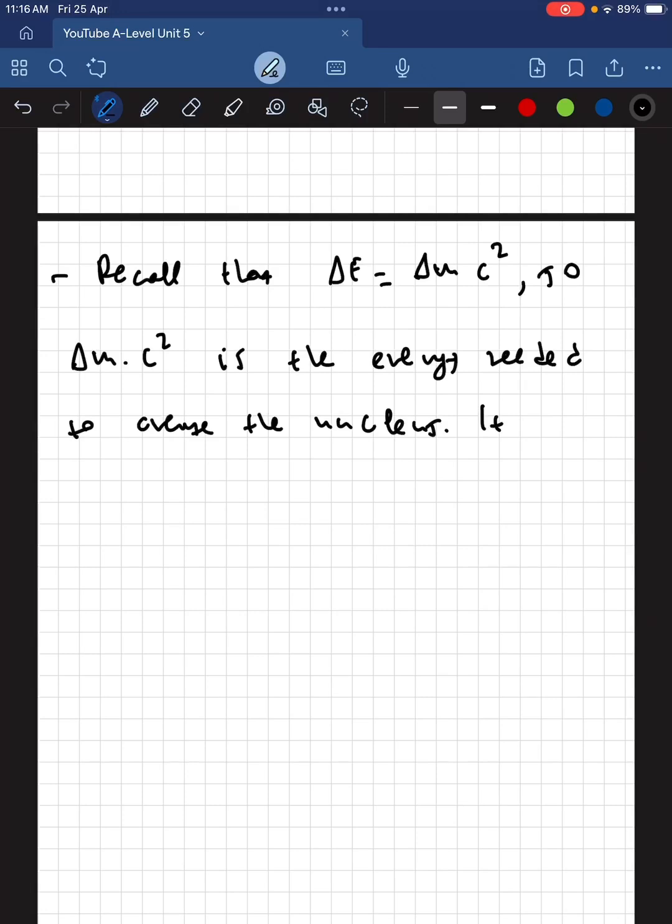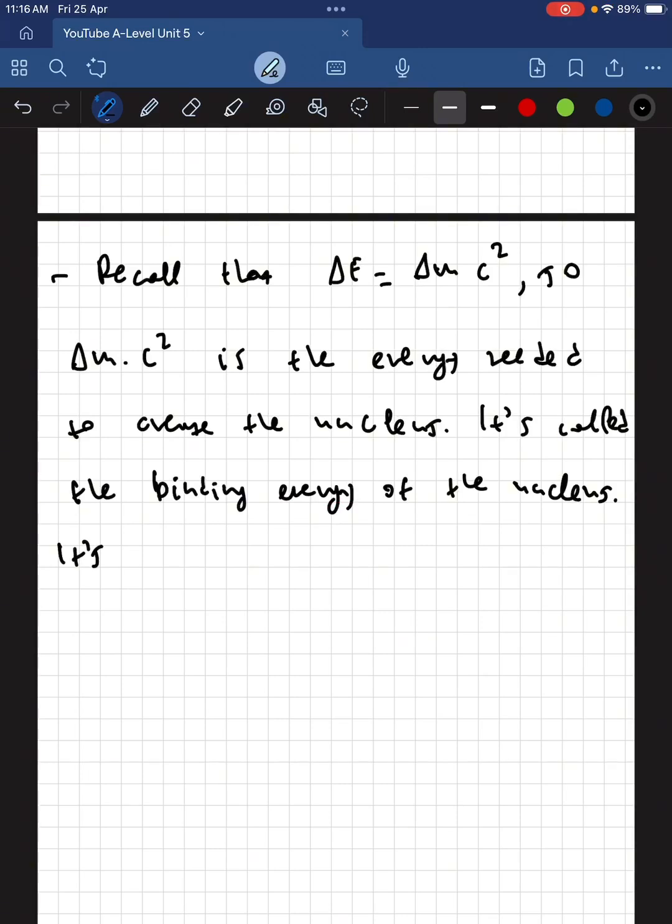So this delta E is called the binding energy of the nucleus. Therefore, since it's the energy needed to create this nucleus, it's also the energy needed to rip it apart, to destroy it, okay? So it's also the energy needed to break the nucleus apart.